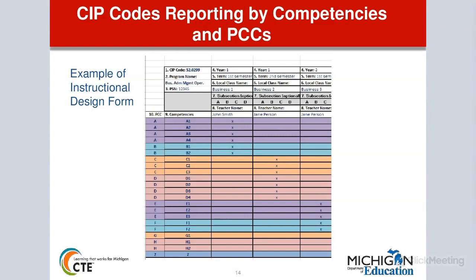This is an example of an instructional design form. At the top of the page, just as I mentioned, there are 12 instructions for you. And I think most of these fields are already filled in for you. Along the side of the form, you have your Perkins course competencies, then your competencies, and then your teacher name and so forth across the spreadsheet.